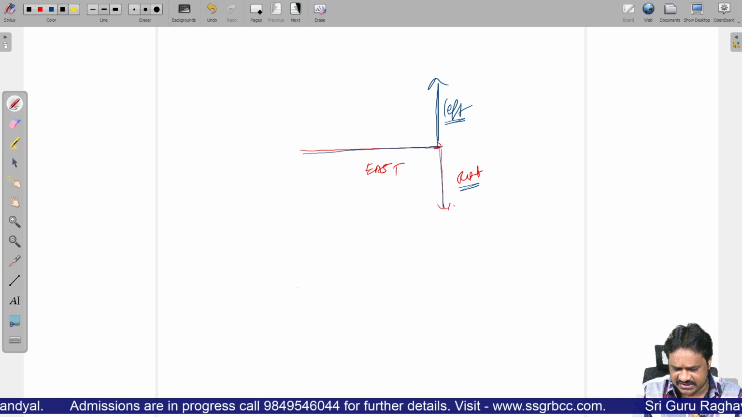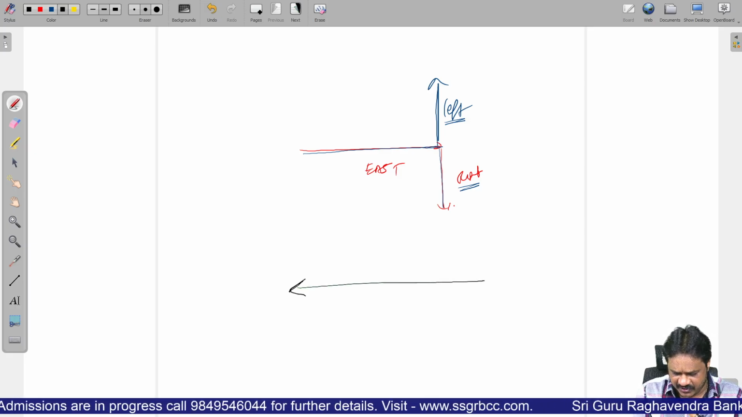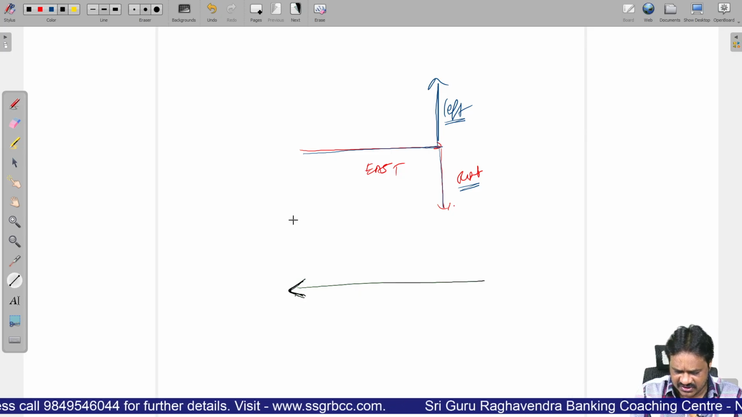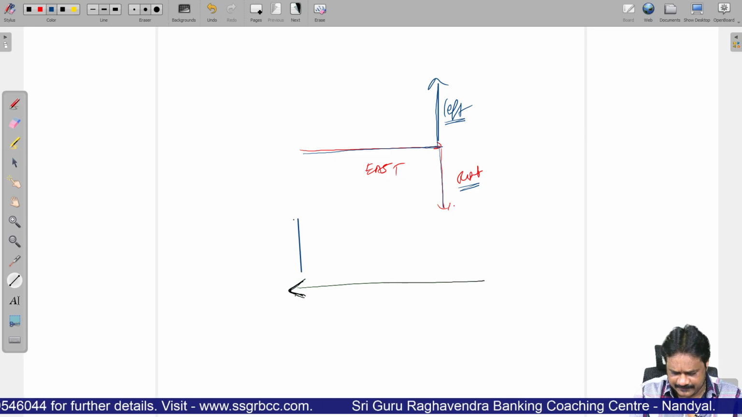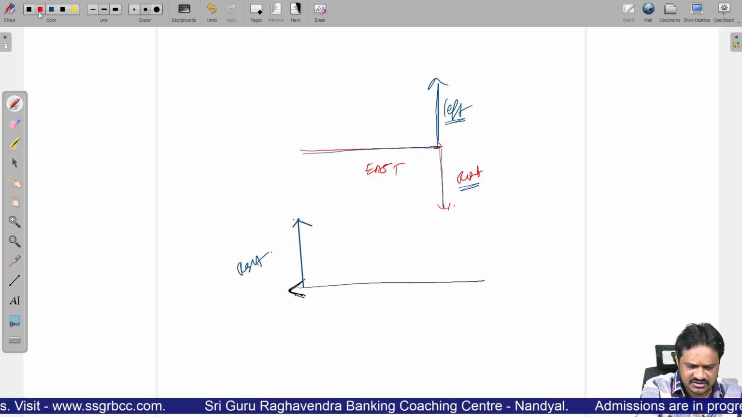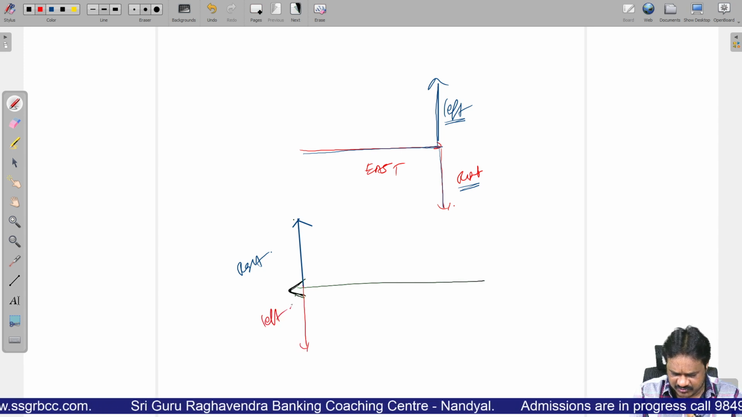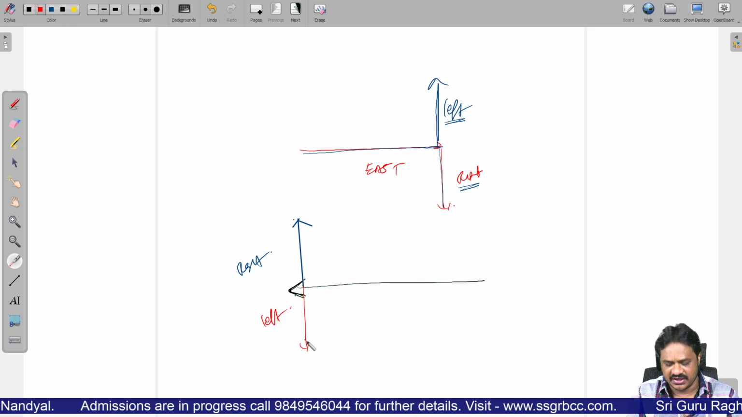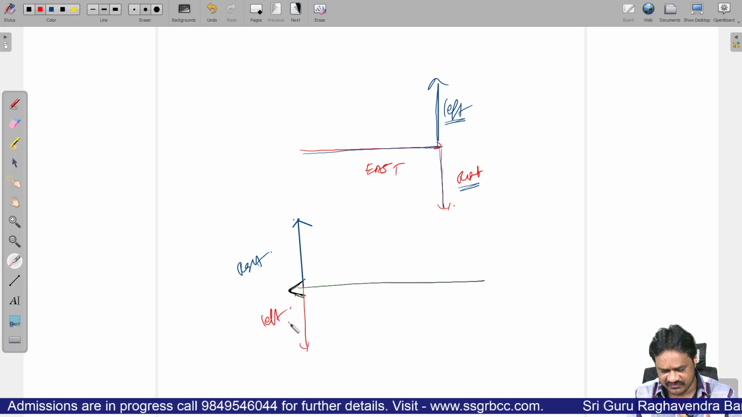Similarly, when the person is facing west, I am drawing the arrow to indicate that this is the west direction. When the person is facing west, turning right means moving to the north, and turning left means moving to the south. You have to note down these two differences. Whenever the person is east facing, turning right means moving to the south, turning left means moving to the north. Whenever the person is west facing, turning right means moving to the north, turning left means moving to the south. This is the thing we should remember.